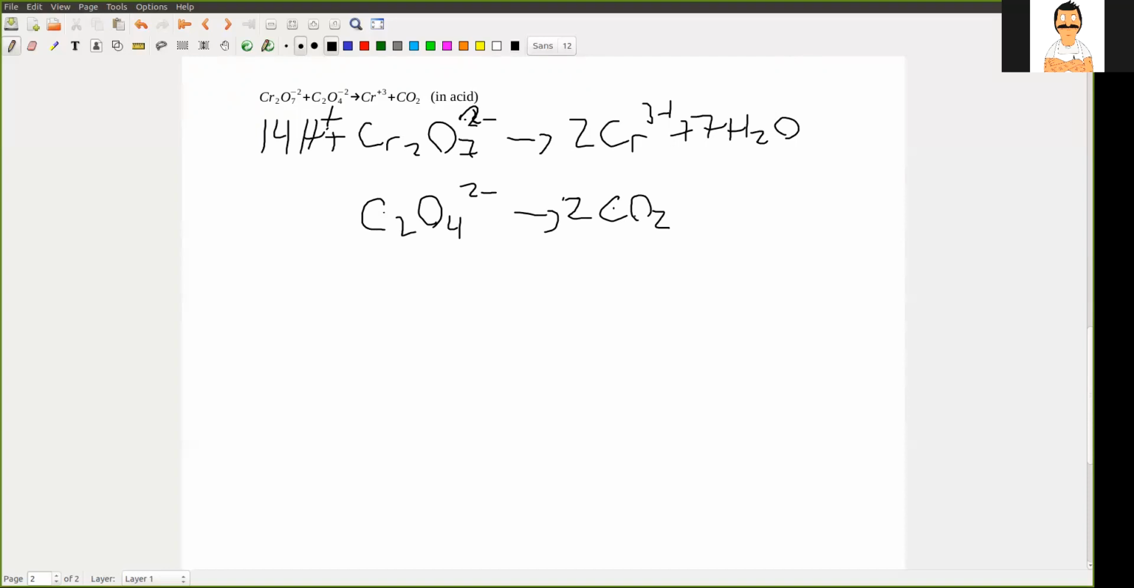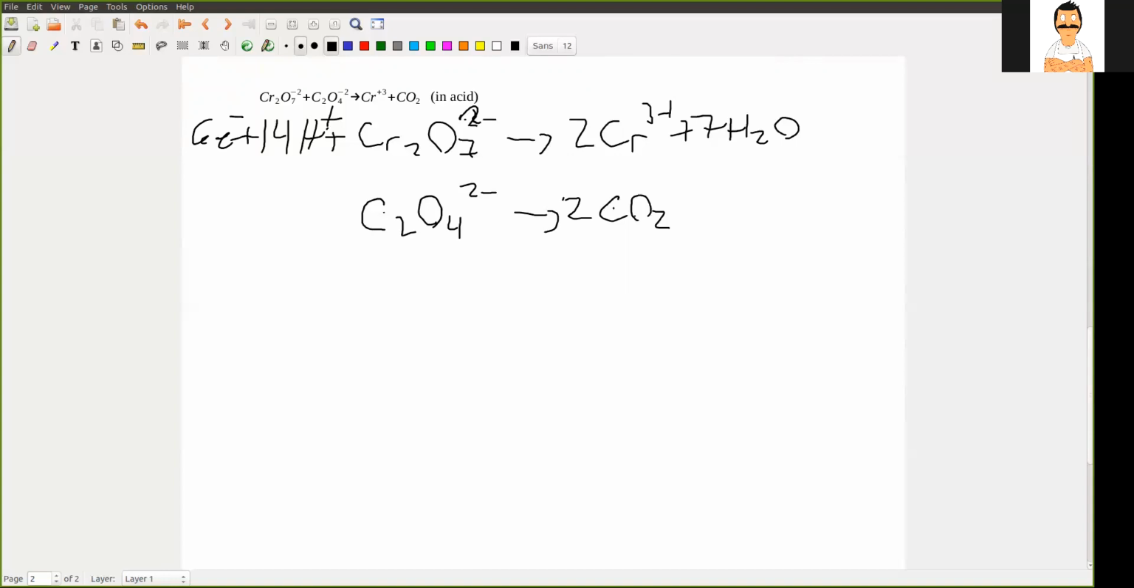We have 4 oxygens on the left and 4 oxygens on the right, so we don't need to add any waters to the second problem. So let's look at the charges. On the first equation, we have 14 plus 14 from the protons, and then minus 2 from the chromate. So we end up with plus 12 on the left-hand side. And on the right-hand side, we have 2 plus 3, so that's plus 6 overall on the right-hand side. So we need to add 6 electrons to make this balance, charge-wise.